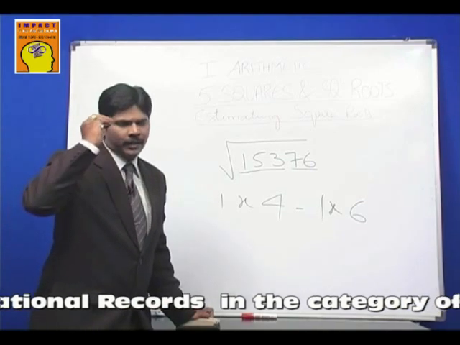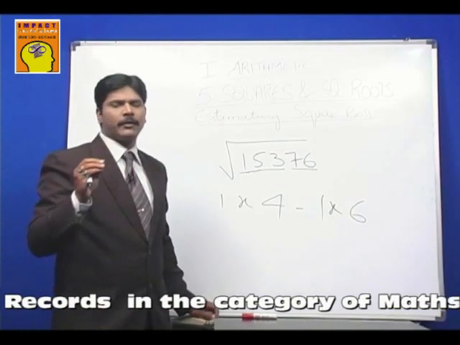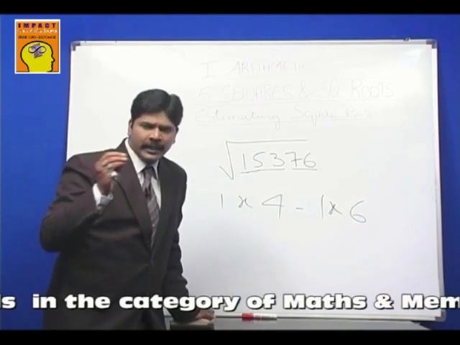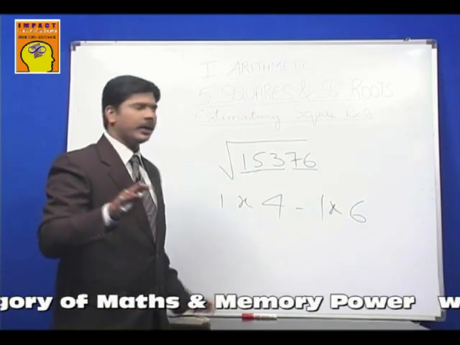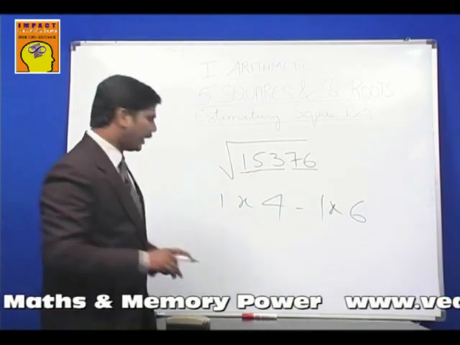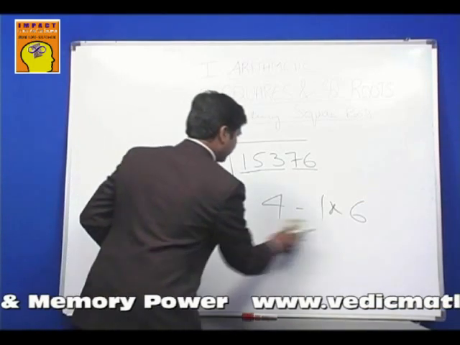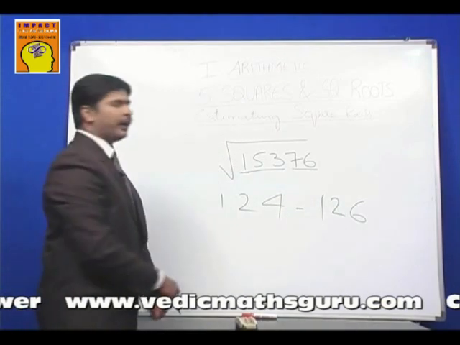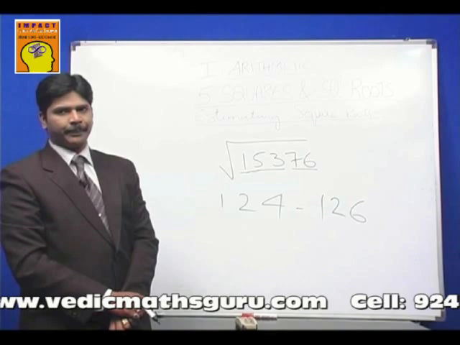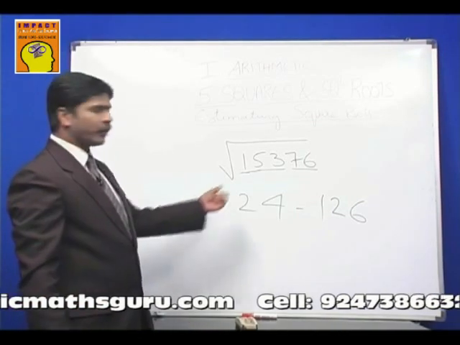So if you can just commit to memory the squares from 11 to 30, it becomes very swift for you to guess the squares of certain numbers. So 12 is the answer. One of these is the answer: 124 or 126. Now how do you pinpoint whether 124 or 126?